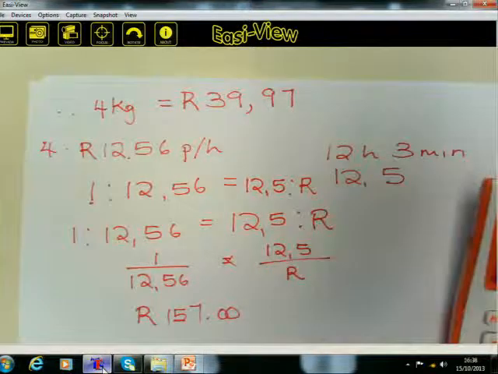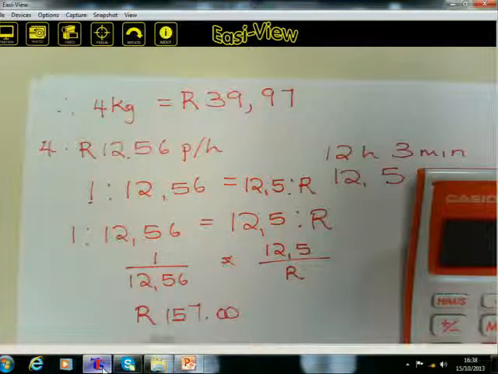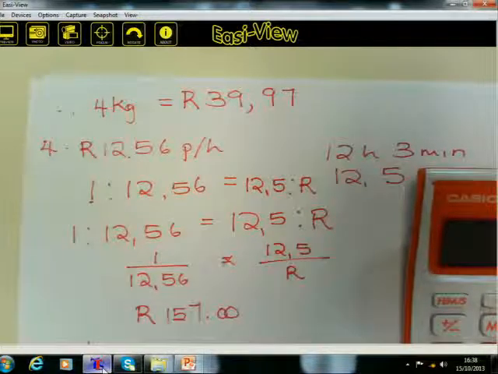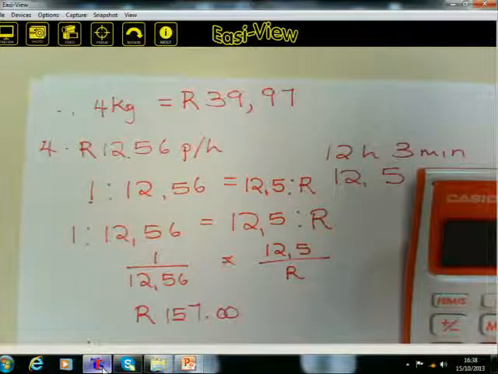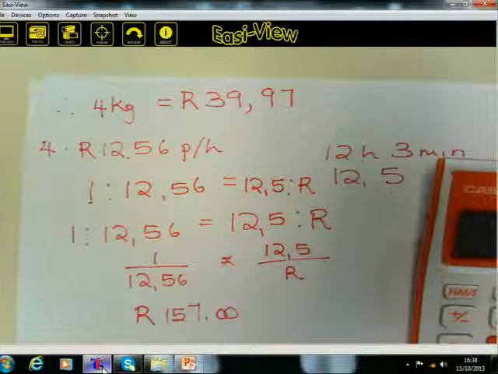And again, we can just say we are given for 1 hour we get 12 Rand 56 cents, and then for 12,5 hours it will be 12,56 multiplied by 12,5, and from there 12,56 multiplied by 12,5 is still going to give you 157 Rand and no cents.